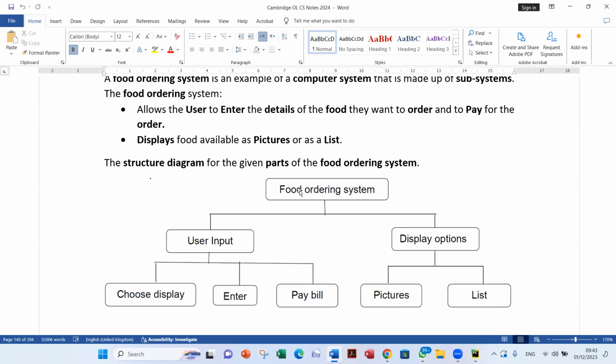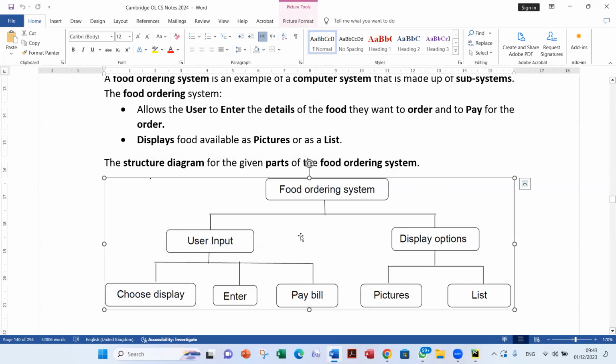And a food ordering system, let us study this. A food ordering system. So that was in the exam, and that was the mark scheme. And in the mark scheme, they just put marks for any splitting of the program in any order. It doesn't matter, as long as you understand the process of top-down design. So a food ordering system is an example of a computer system that is made up of subsystems.